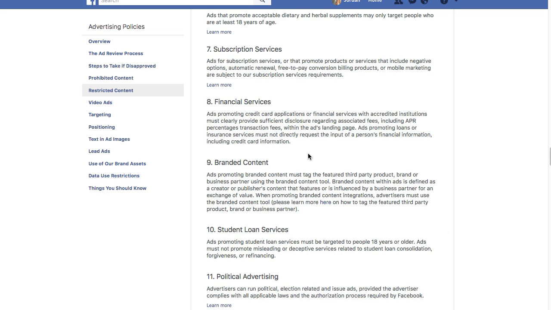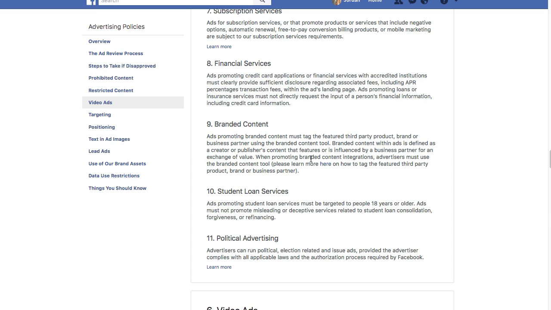Branded content, obviously, you can only use someone else's branded content if they give you permission to do that. Student loans, you've got to be careful with those.